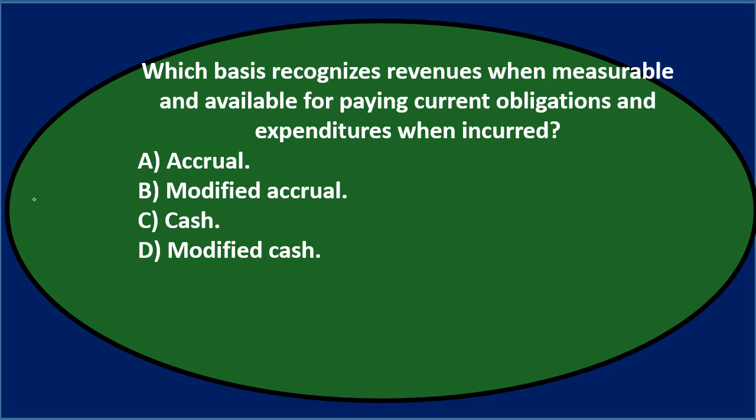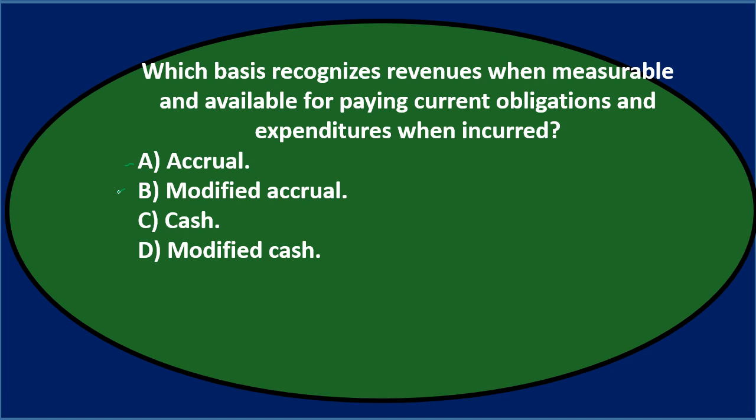Next question: which basis recognizes revenues when measurable and available for paying current obligations, and expenditures when incurred? Is it A, accrual, B, modified accrual, C, cash, or D, modified cash? Let's go through this again using the process of elimination. Is that the accrual basis? Sounds kind of accrualish. B, modified accrual. That's going to be the basis we use, adjusted sometimes for the funds.